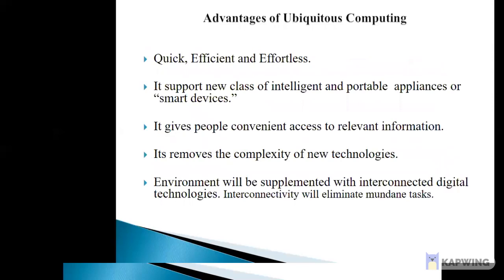Then what are the advantages of ubiquitous computing? It is quick, efficient, and effortless. It supports new classes of intelligence and portable appliances or smart devices. So ubiquitous computing, we can say it is self-learning, or it is portable and moves from one location to another. It gives people convenient access to relevant information.